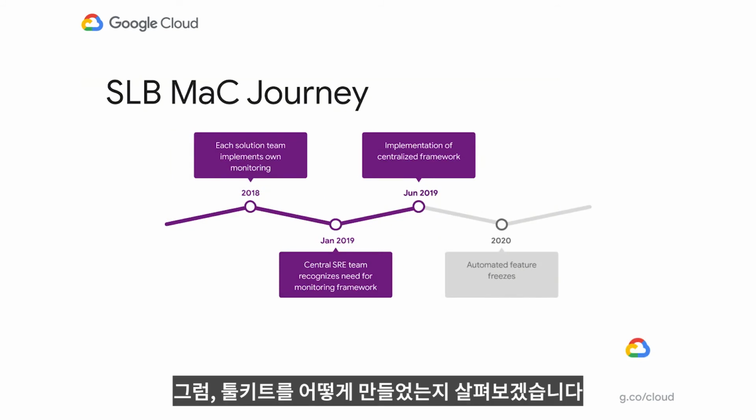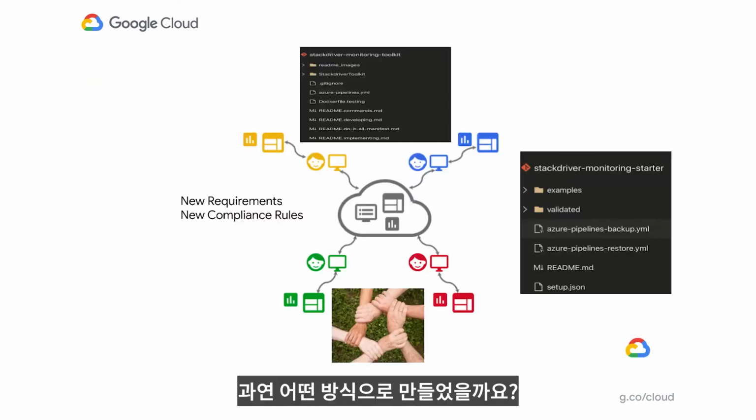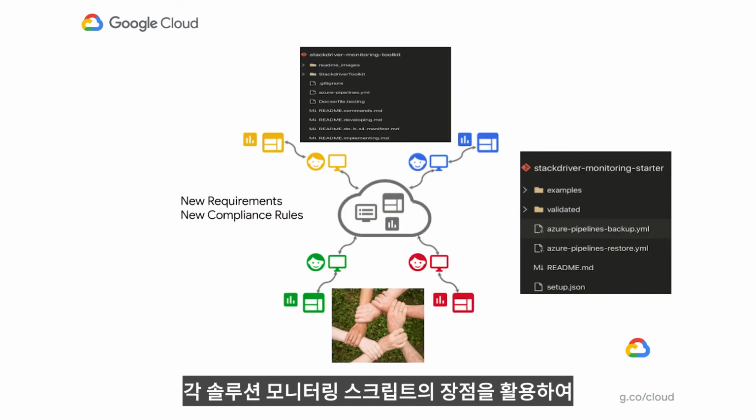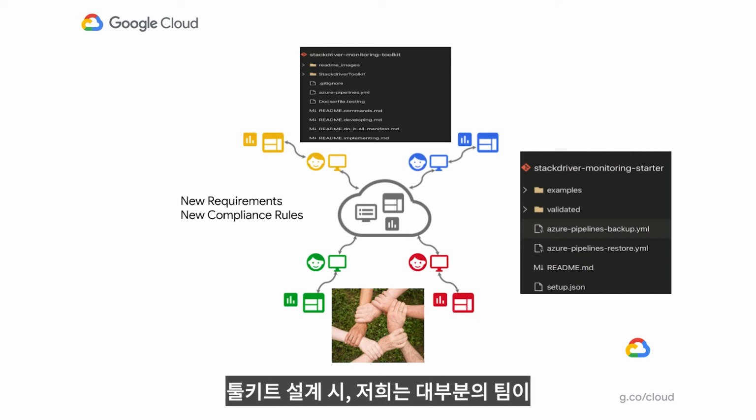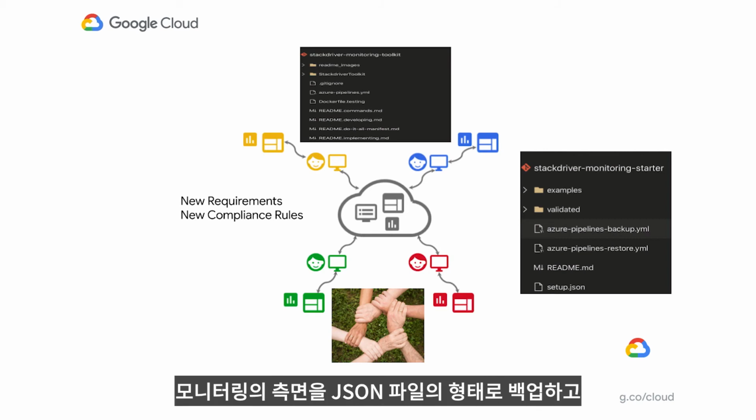So the fun part, creating the toolkit. So what did we do? By taking the best bits of each of the solutions' monitoring scripts, we created a toolkit to work with the Google monitoring endpoints. Key to the design of the toolkit was to understand that most teams already had monitoring set up, either through the code or through the UI, and we wanted to take the approach of backing up and restoring. Backing up the aspects of monitoring that they care about in the form of JSON files using protobuf, and providing the ability to restore from them.